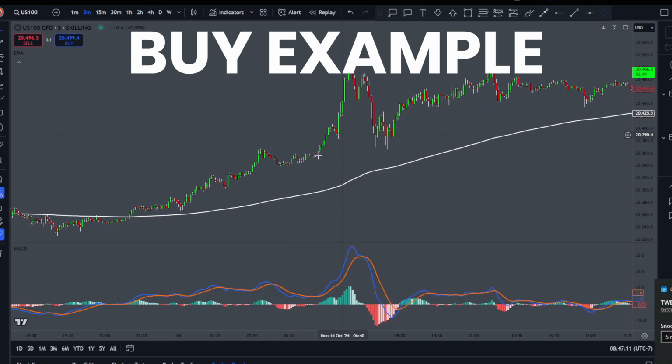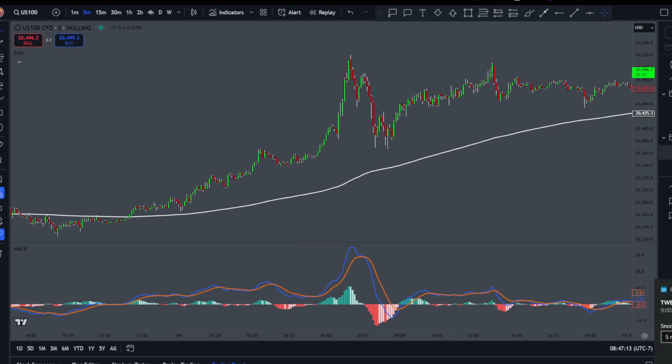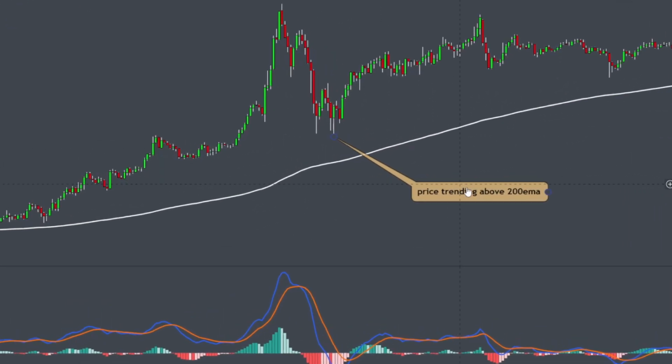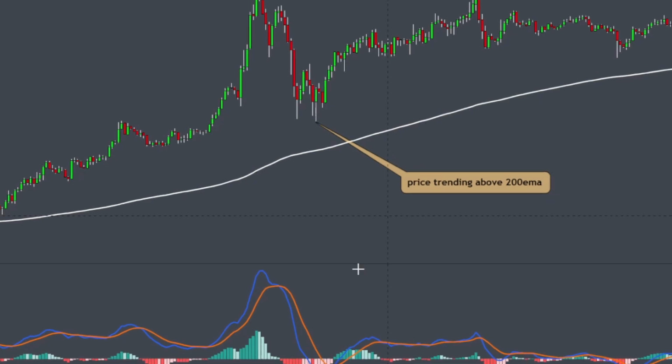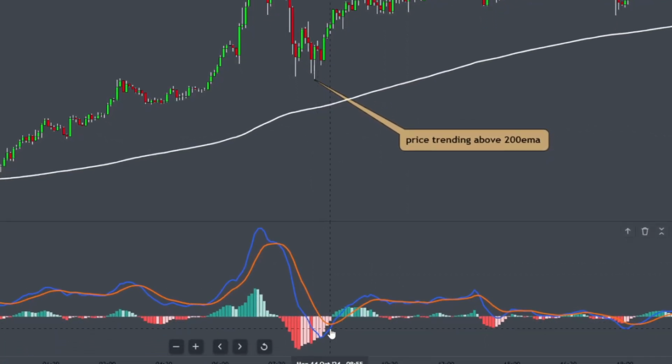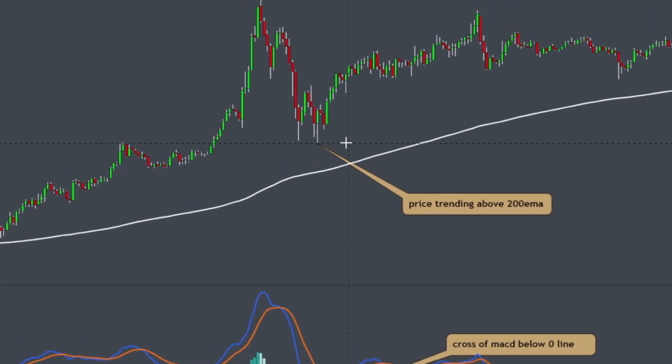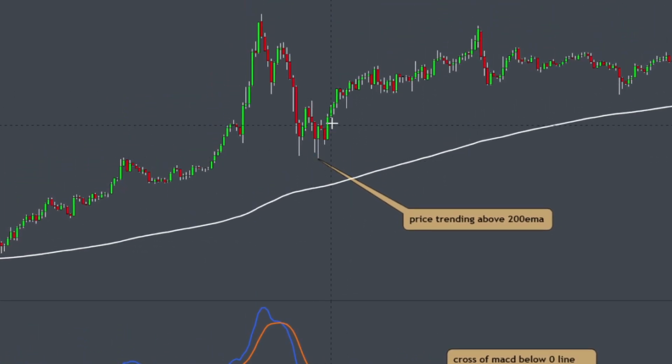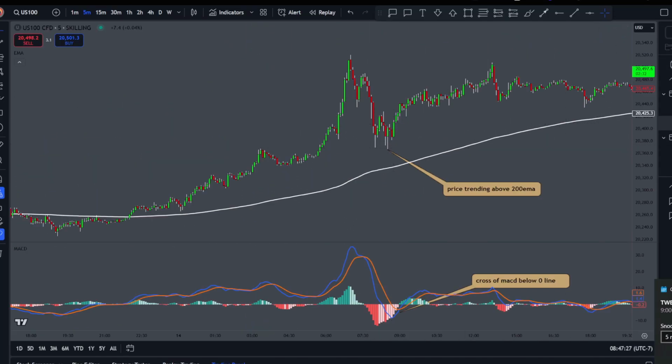Okay, now let's look at a buy setup. Here is price above the 200 EMA, so we are clear to look for buys. On the MACD, we get a cross below the zero line. So now we can look for an entry. We could take this nice candle here, take a long position, with the stop loss below the swing point. Go for a 1.5 to 1, and here you go. So it's a very easy strategy to use. I think it's going to be a pretty successful strategy.